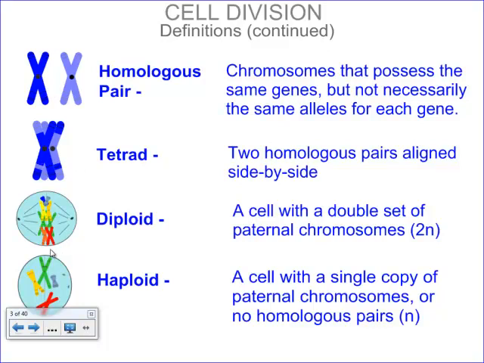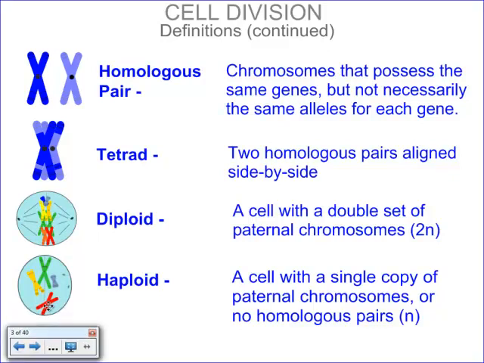A cell that is considered diploid has 2 sets of chromosomes in its cell. So here we have 2 red ones, 2 green ones, 2 yellows, and 2 blues. A haploid means that it only has 1 copy. So here we only have 1 set of each.